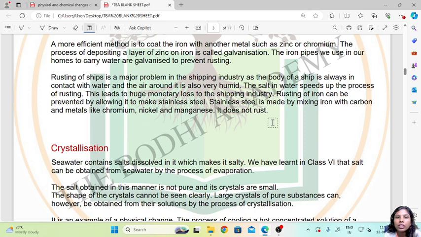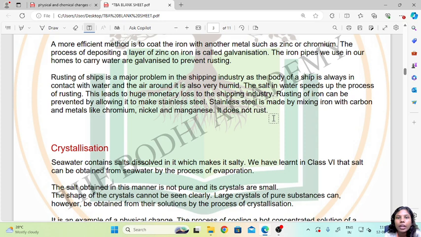So imagine each part of the ship, each ship having the same problem, the bottom of it gets corroded, that is leading to a lot of loss to the shipping industry. So rusting of iron can be prevented by making stainless steel. So now we are moving from iron to stainless steel. Why? Because that is less likely to get corroded.